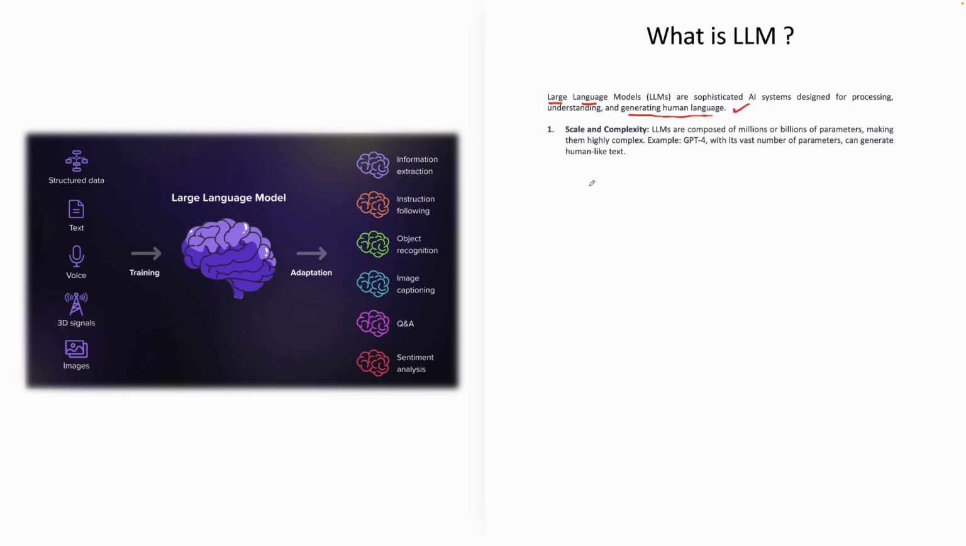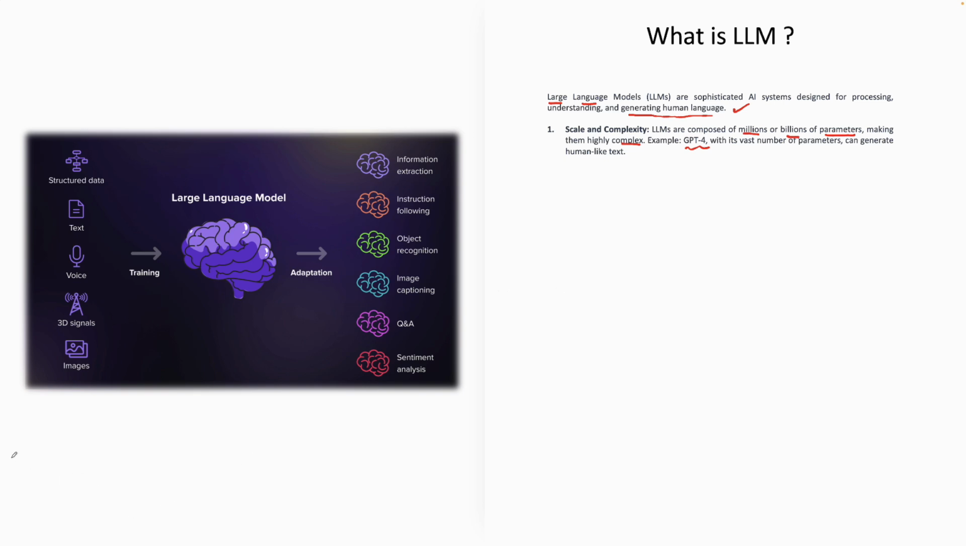So as the name suggests, large, the main thing is the scale and complexity. As the number of parameters increase, the complexity of the model increases. Every time you will hear the word parameters, so we'll do a deeper dive into parameters, but first let's understand the scale and complexity. LLMs are composed of millions or billions of parameters, making them highly complex. The best example we use is ChatGPT or the OpenAI system, GPT-4, with its vast number of parameters, which can generate human-like text.